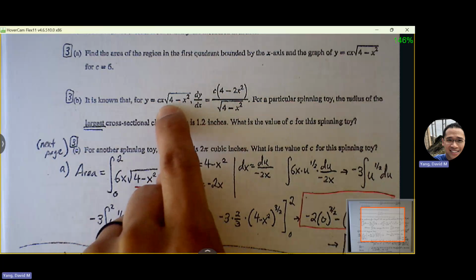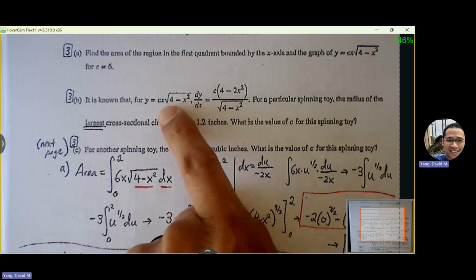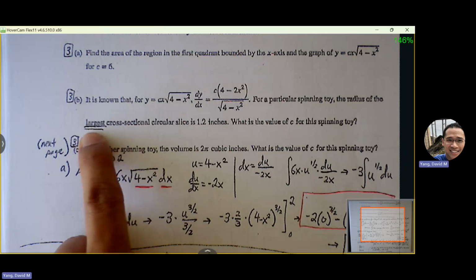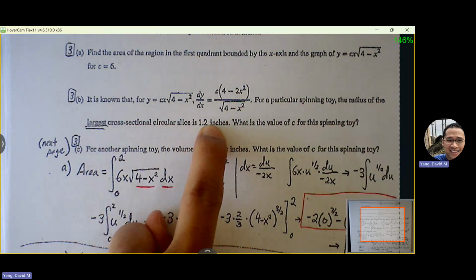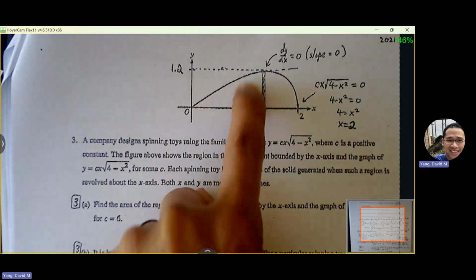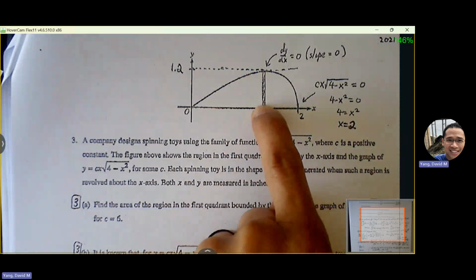Normally we have to go through product and chain rule and clean it up, but they're giving that to us. dy dx is equal to this. So this is the slope formula for this curve, right? For a particular spinning toy, the radius of the largest cross-sectional circular slice is 1.2 inches. So we know the radius is the distance from the center to any point on the curve, right? But they say that the largest radius is 1.2.